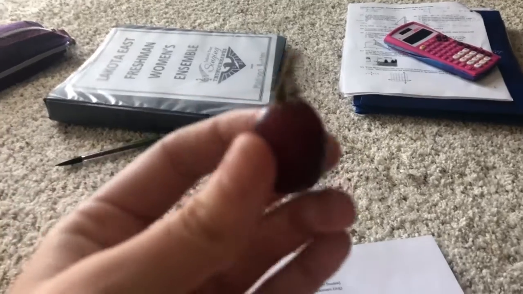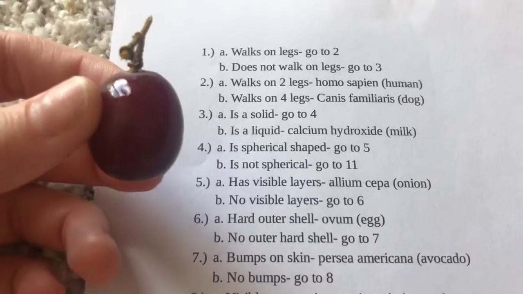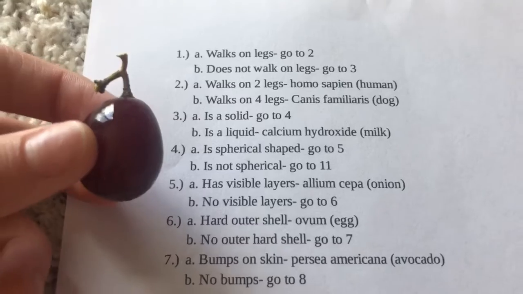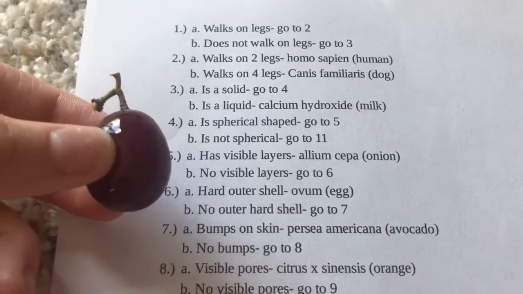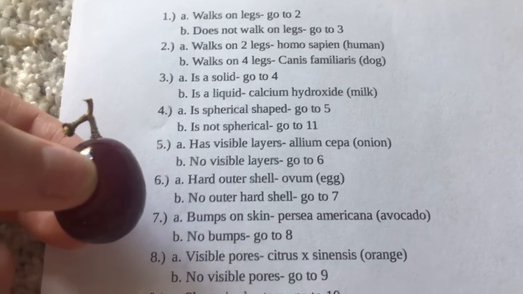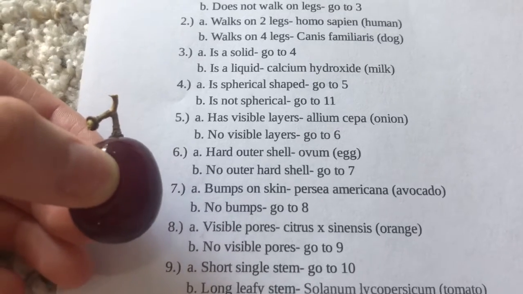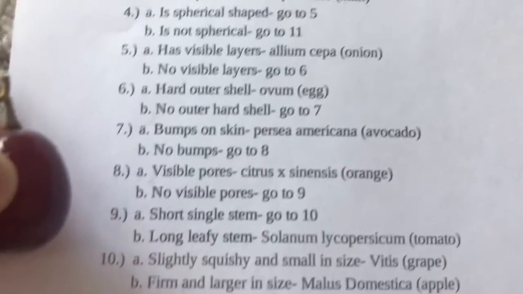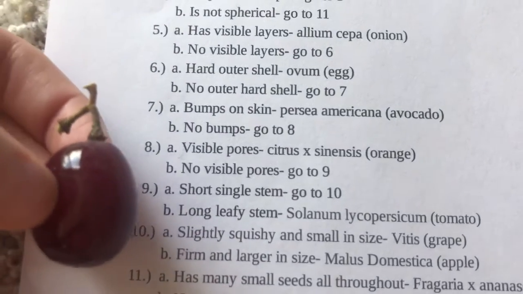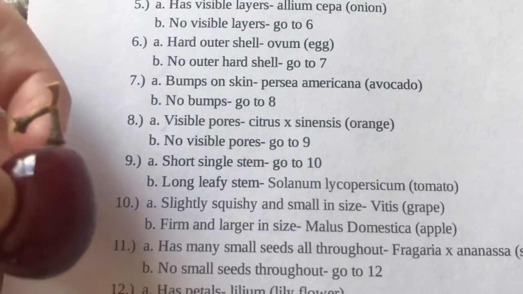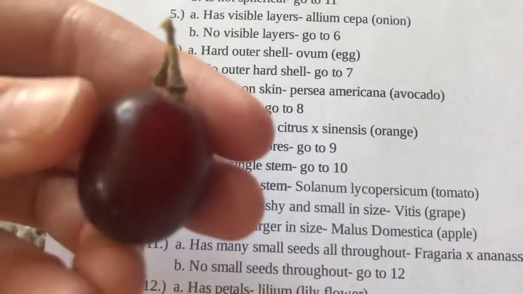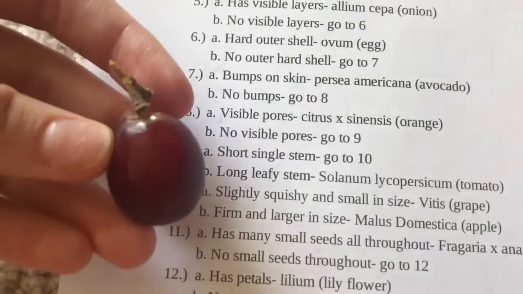Next thing we're looking at, it does not walk on legs, so we will go to 3. It is a solid, so we'll go to number 4. It is spherical shaped, so we'll go to 5. There's no visible layers, we go to 6. There's no hard outer shell, so we'll go to 7. There's no bumps on skin, so we'll go to 8. There's no visible pores, so we'll go to number 9. There is a short single stem, so we'll go to number 10. And it is slightly squishy and small in size, 10A, so it is the Vitis, which is a grape. Right here.